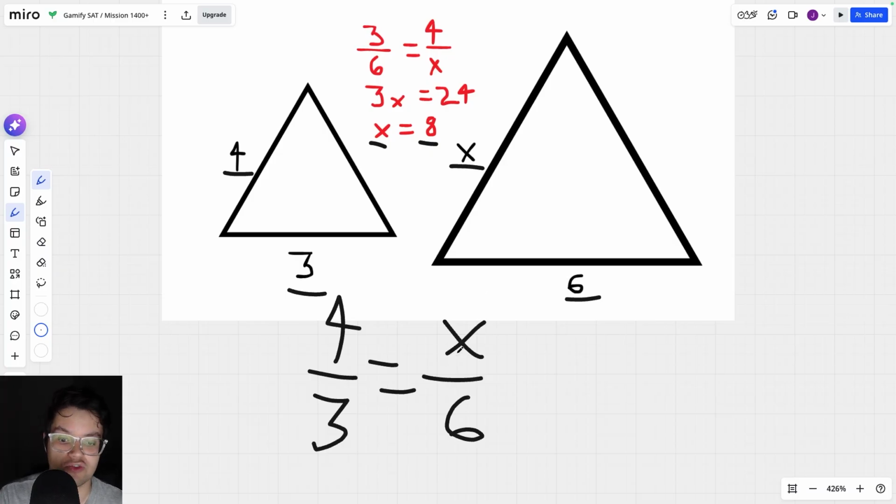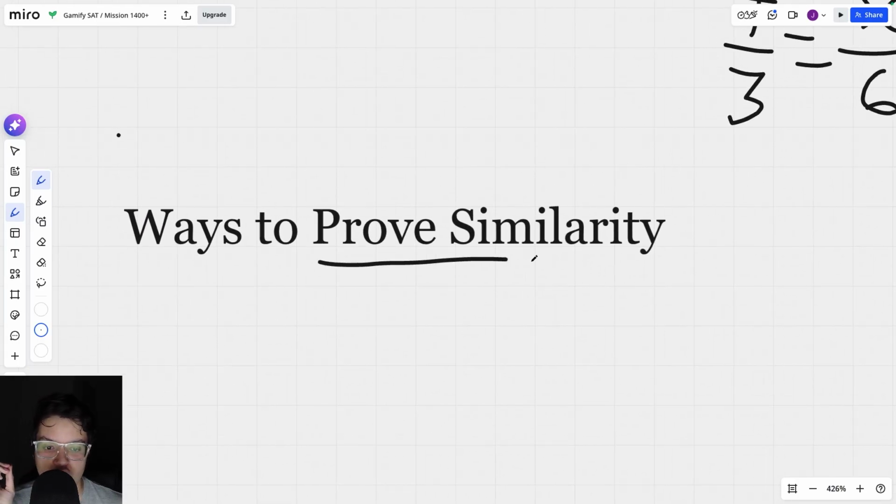It's still going to give you 8 for the answer. So don't worry about that. You can still do that if you want to. Okay, how can we actually prove that stuff is similar?